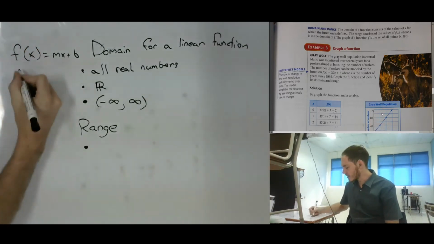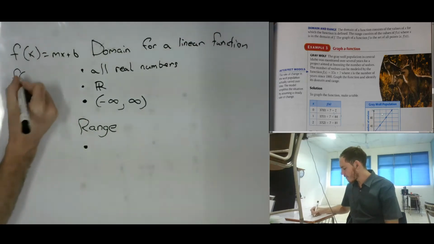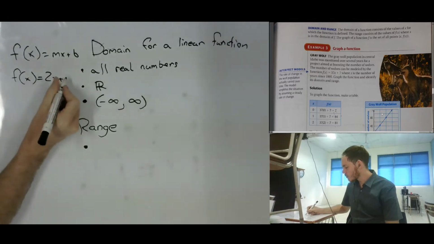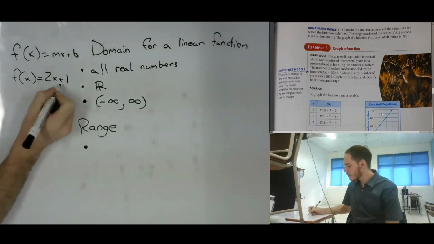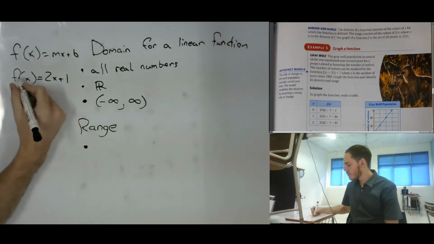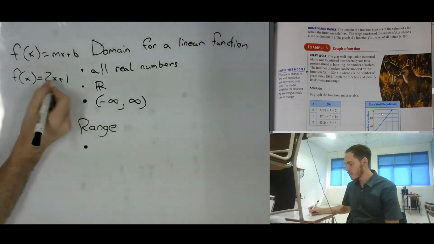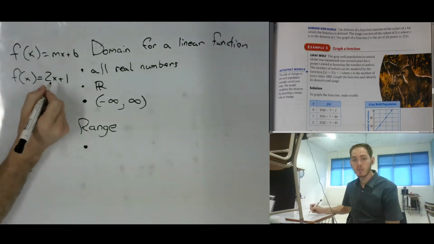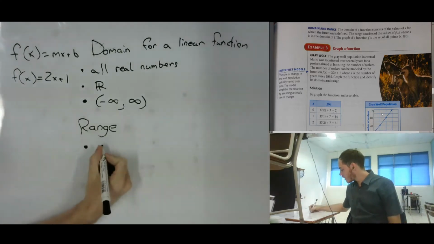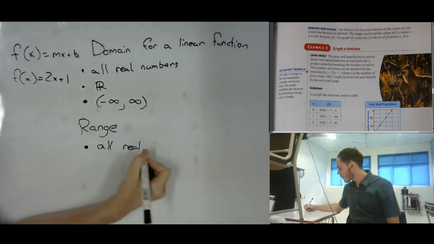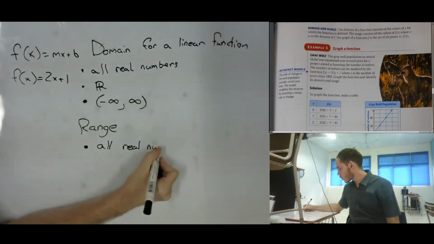Like, let's use an example. Let's say f of x equals 2x plus 1. Is there any number that you can't plug into x? Well, no, every number can work. Is there any number that we can't solve for if we solve for it? And the answer is, there's no number that you cannot solve for. So, this would be all real numbers. Or a better way of saying this, all numbers work.